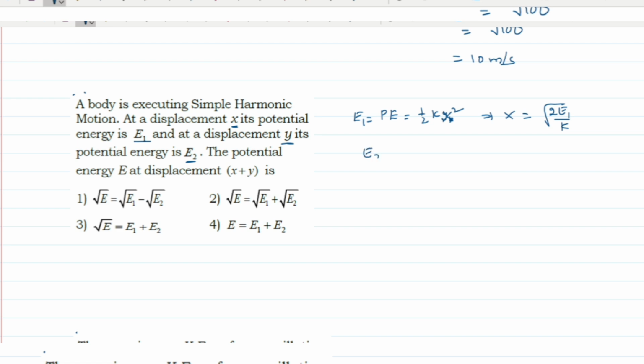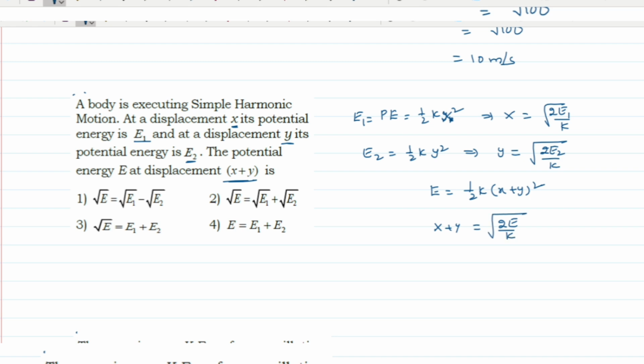Whereas in the second case, E2 is given as half k y squared for a given displacement y. With this, y equals the square root of 2E2 by k. Now the potential energy E for a given displacement x plus y they are asking. E is half K into x plus y squared, so x plus y equals the square root of 2E by K.